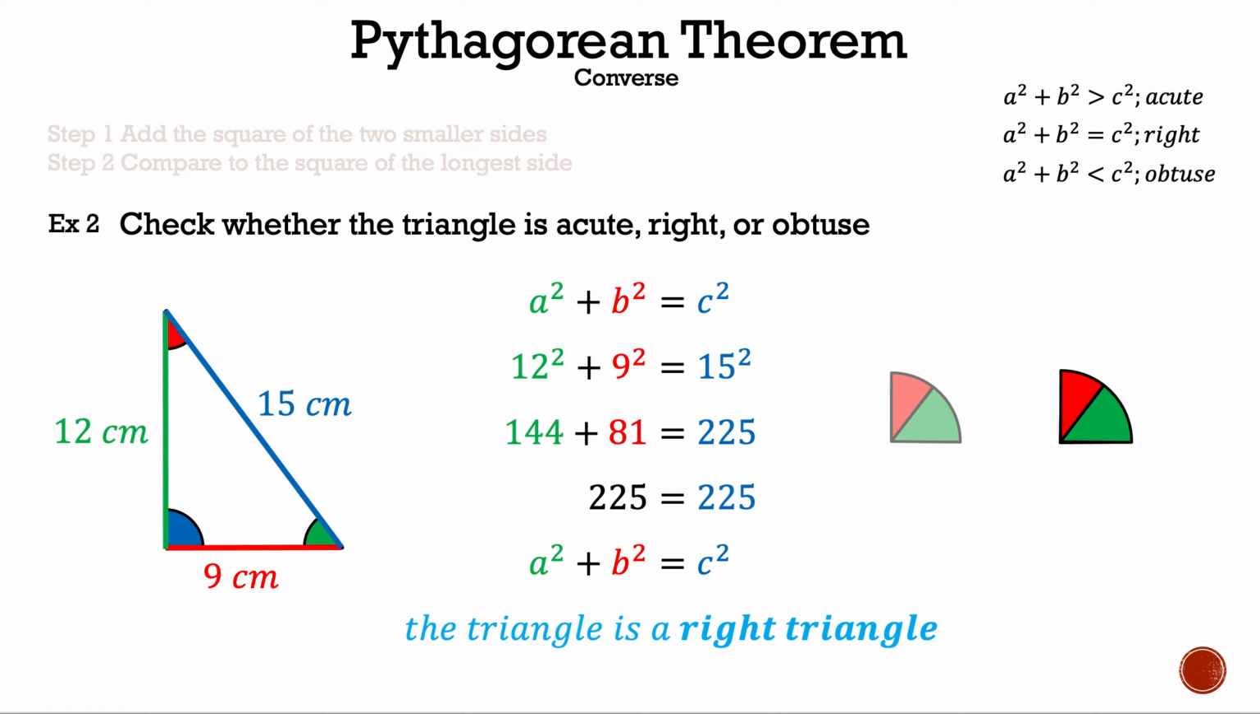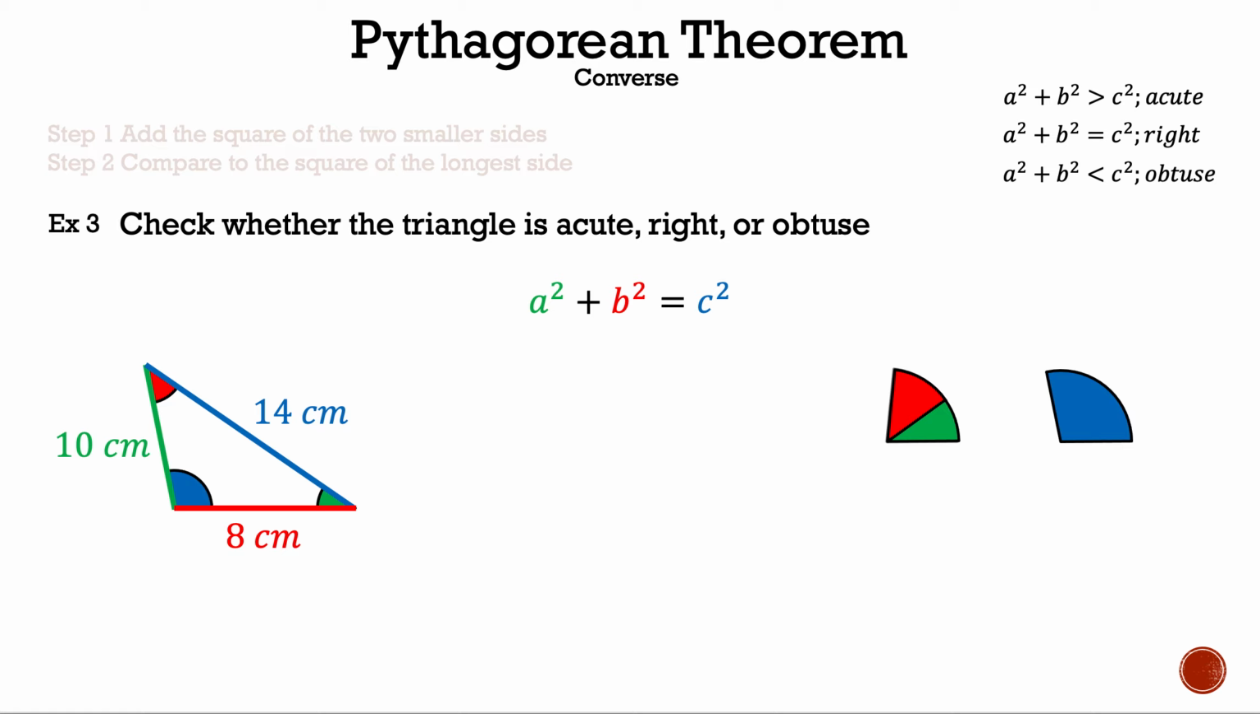Now let's take a look at example 3. Let's read the question. Check whether the triangle is acute, right, or obtuse. We already have the Pythagorean theorem written down. A squared plus b squared is equal to c squared. Let's take a look at the image that they gave us. They gave us a triangle with 3 measurements, 8 centimeters, 10 centimeters, and 14 centimeters. Let's go ahead and substitute the 2 smaller sides for A and B, and the longest side for C.